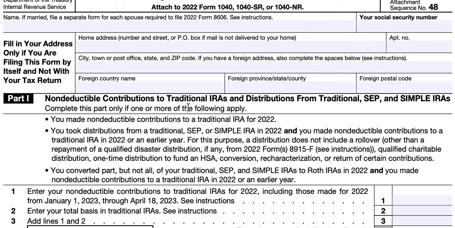There's a little bit more guidance in the instructions, but basically you'll be going back to previous years' 8606 forms to enter your basis. If you need help reconstructing your basis, that would be a good conversation to have with a tax accountant in your area. So add lines 1 and 2 and enter that total into line 3.